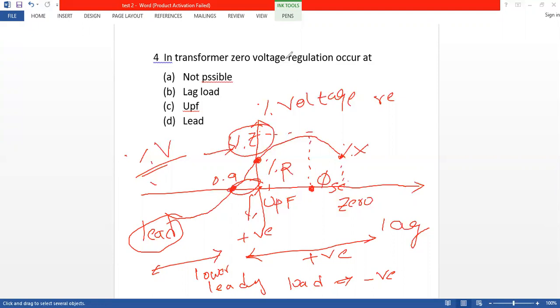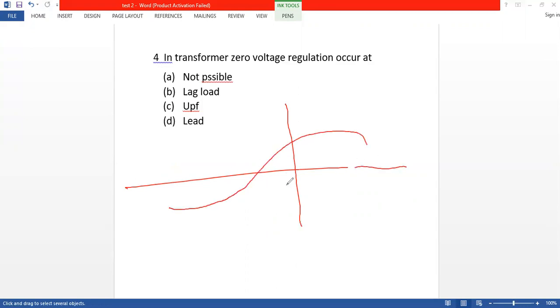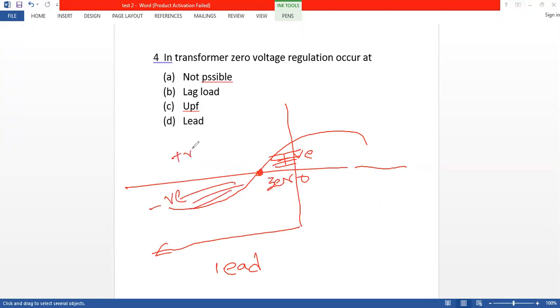I am drawing the graph once again. Observe this carefully, this is important. This is the leading type, meaning a leading power factor. The voltage regulation in this range is positive, here it is 0, and here it is negative. So it can be positive, 0 or negative, possible for capacitive type of load. So zero voltage regulation occurs for lead load. The answer is D.